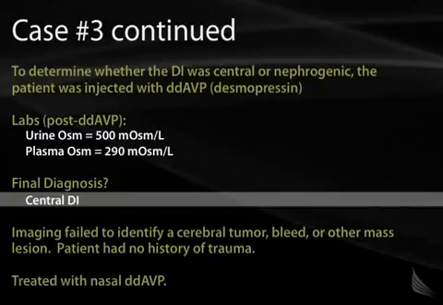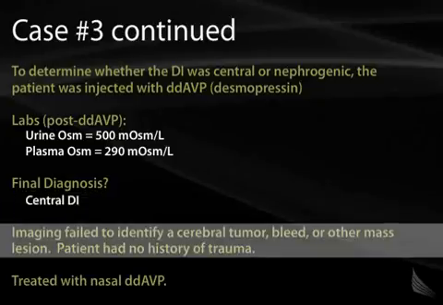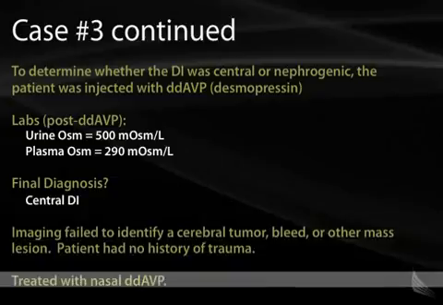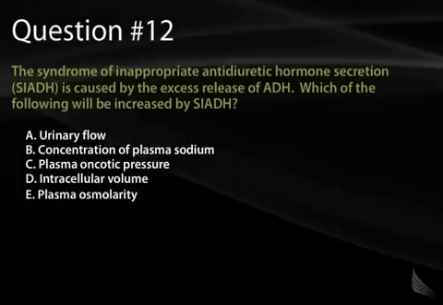Further evaluation would be required to make sure that there is not a tumor or another process that has destroyed the pituitary gland. In this case, imaging failed to identify a cerebral tumor, bleed, or other mass lesion. The patient had no history of trauma. The final treatment would be continuous administration of DDAVP.